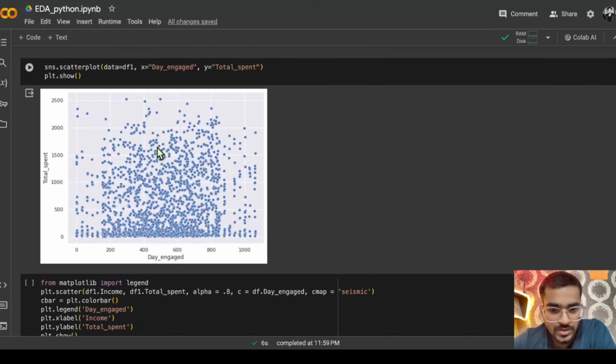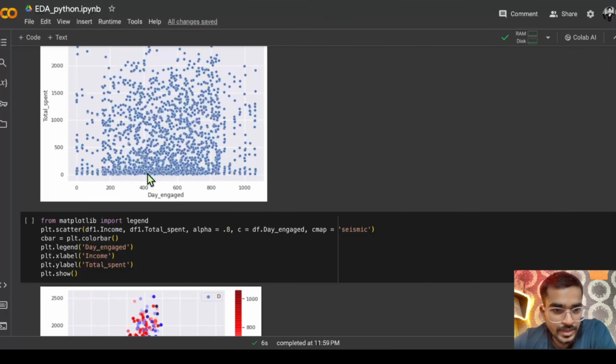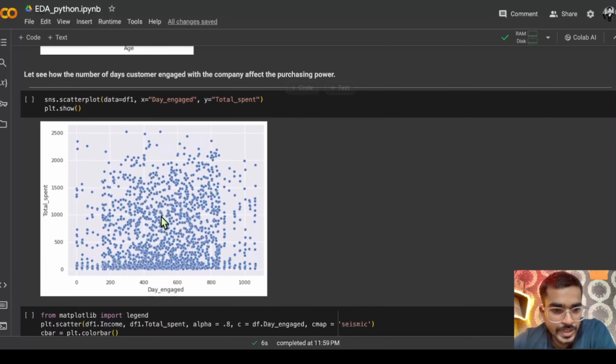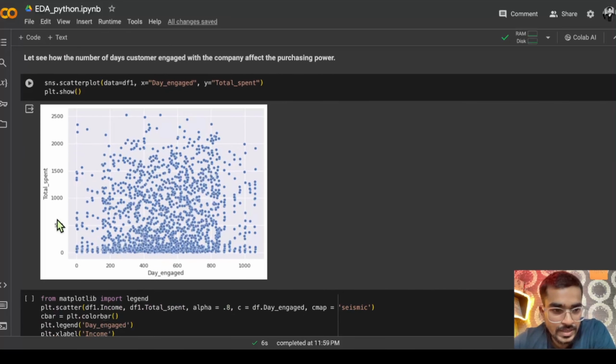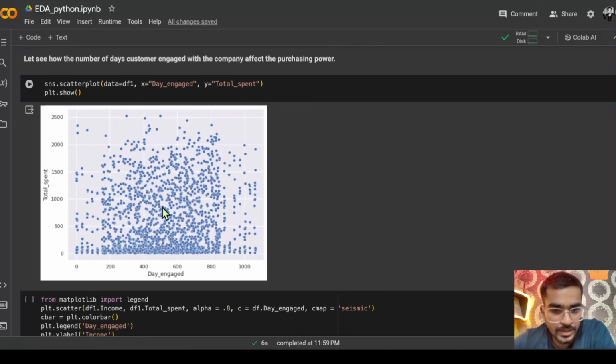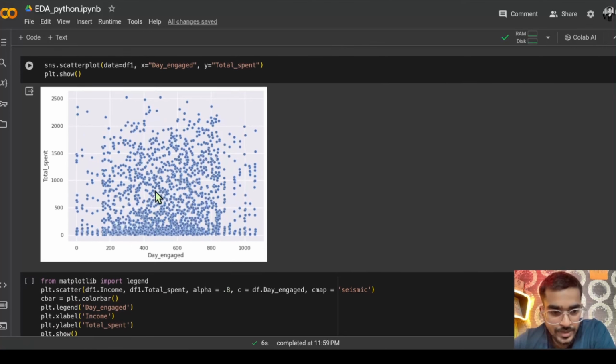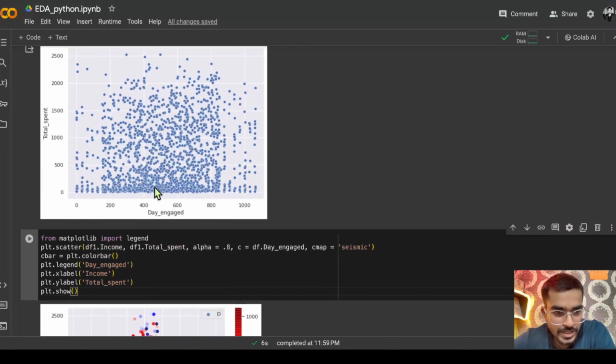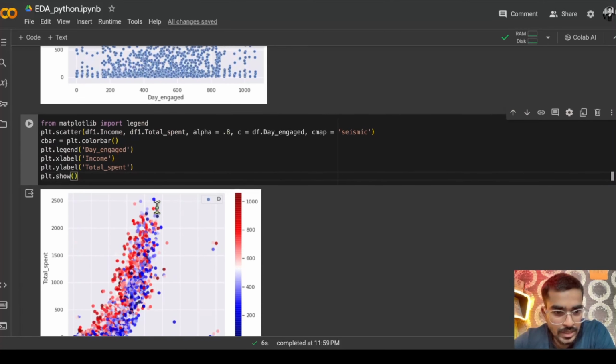So it is actually a totally random graph that we are getting. So this is the random scatter plot, and there is no relationship between total spent and day engaged. So even though there is a customer who has a very long day engagement, it is not necessary that the total spent will be more for that customer. Now that was a scatter plot, but you can see the same thing in another way also.